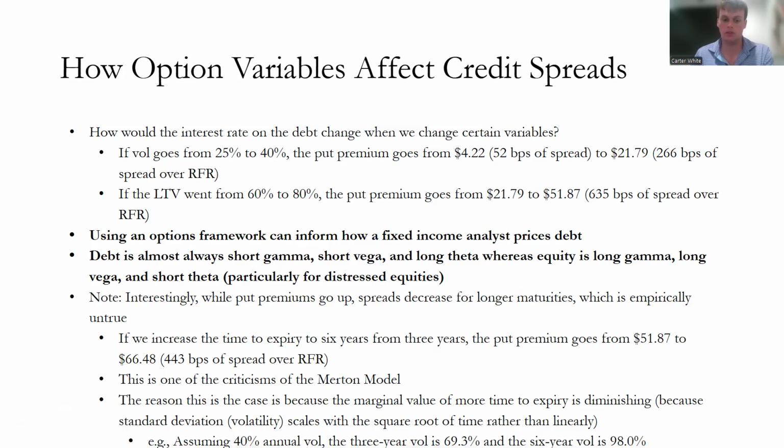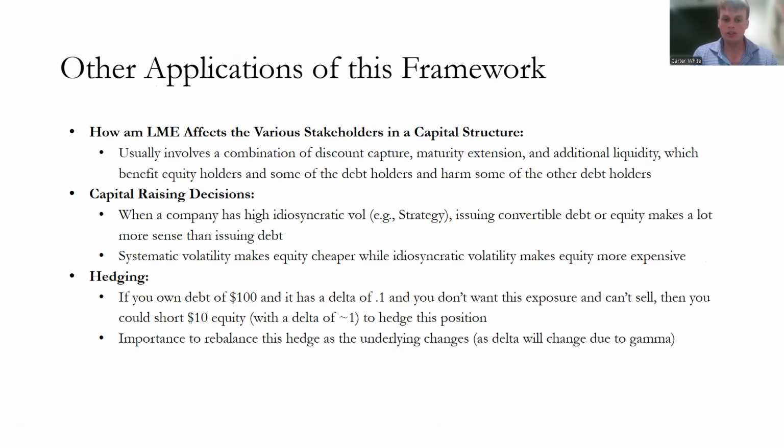And you can see it's only going from 51.87 to 66.48. So not even close to doubling. And because of that, the credit spread is going down, but this really isn't realistic. But for the means of this conversation, it's not super relevant. It's just a weakness of the model. So just a last few things I wanted to talk about: other applications of this framework.